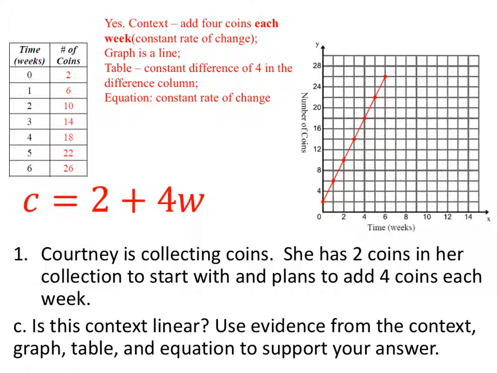In the context, the only thing we need to know is that there's a constant rate of change, which in this case is 4 coins every week. For the graph, it's a straight line. And in the table, we've already shown that it has a constant rate of change between any 2 weeks. And then finally in the equation, that constant rate of change was shown with this 4 multiplied by the w.